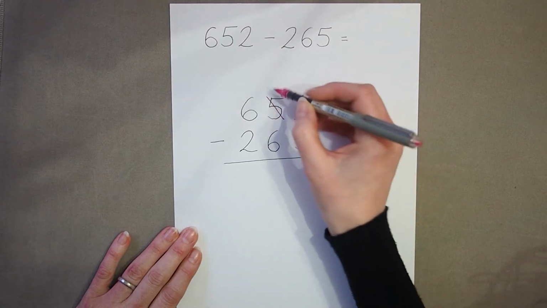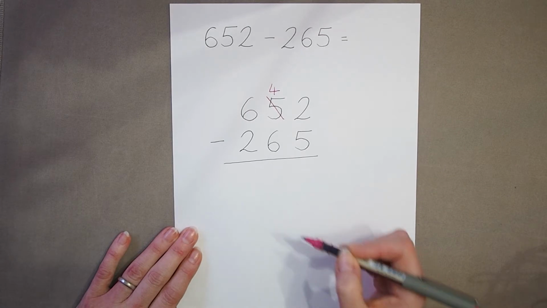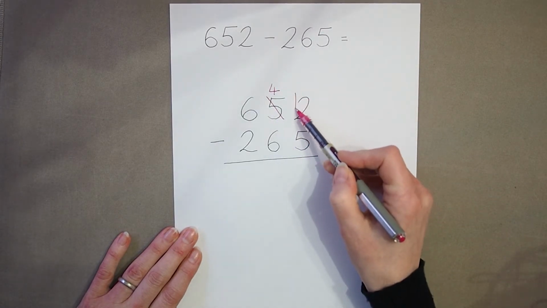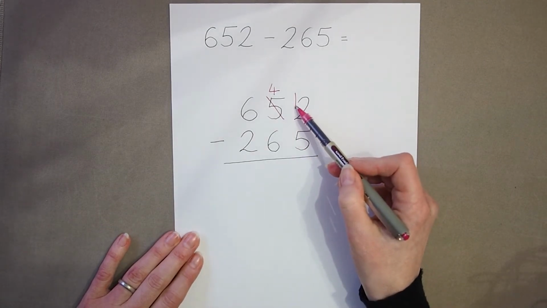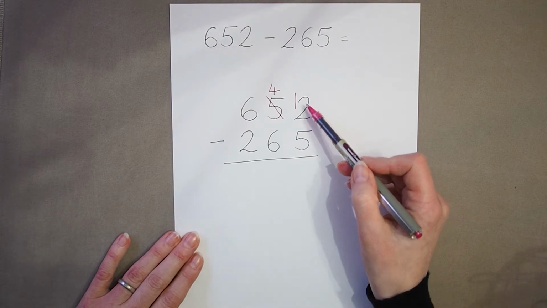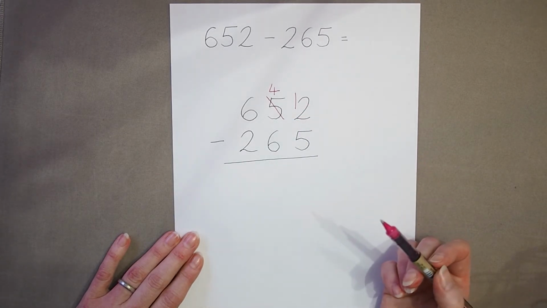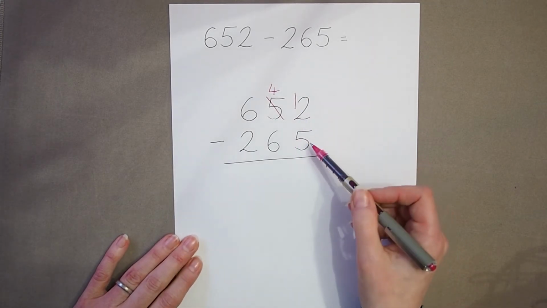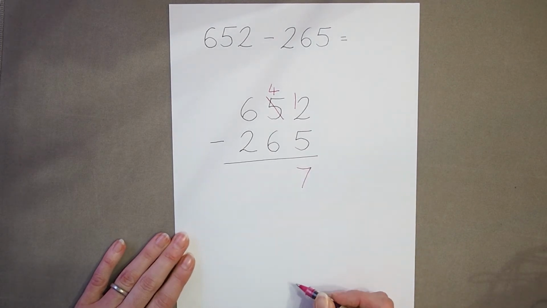So if I start with 5 tens and I take one of those tens out, I've got 4 tens left, and now I'm going to put that 10 that I took out into my units column. Because it's a 10, I already had 2 units, so now altogether I've got 12 units. Now I can work this out. 12 subtract 5 is 7.